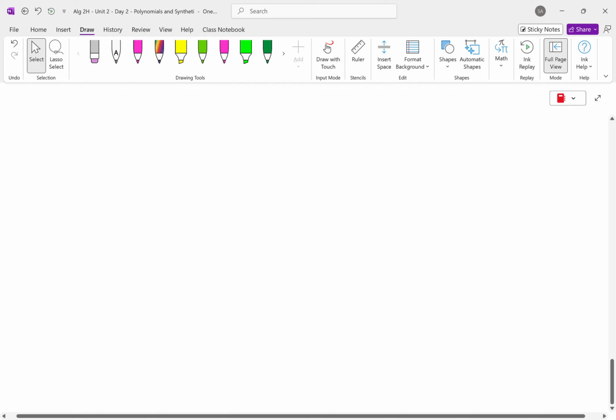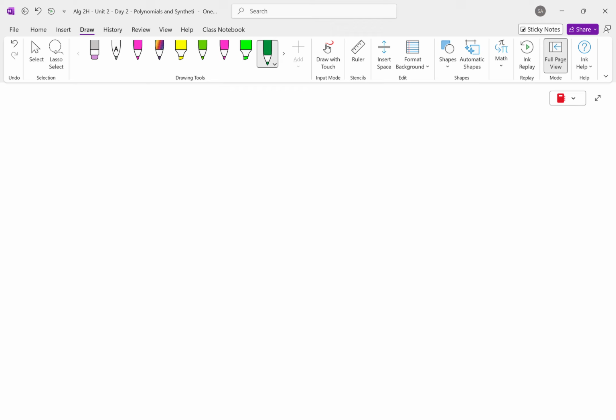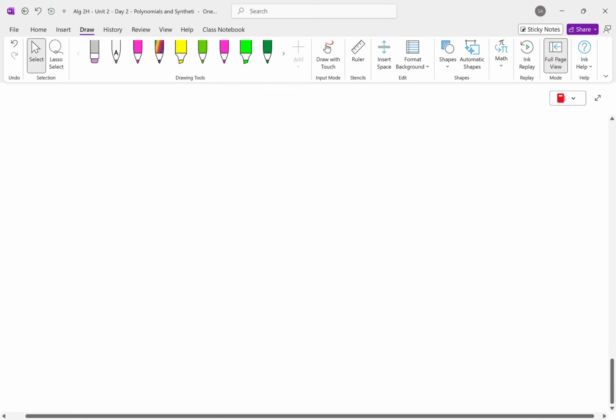We're finally going to get into something you haven't seen before. So this is called synthetic substitution. I think I wrote in the heading synthetic division, but it's synthetic substitution. They're interchangeable.